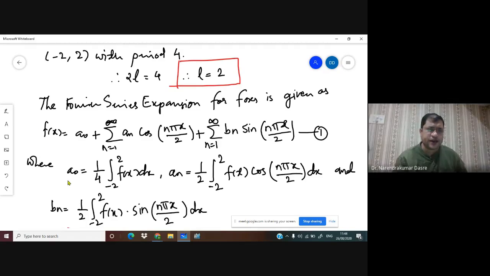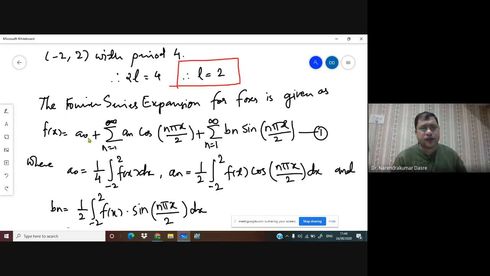So don't be in a hurry to calculate A0, An and Bn. Never start with A0, An and Bn, because the moment you start with A0, I don't know what the Fourier series will be. So first we have to write the function, then write what L is, and according to L, we have to write the Fourier series.